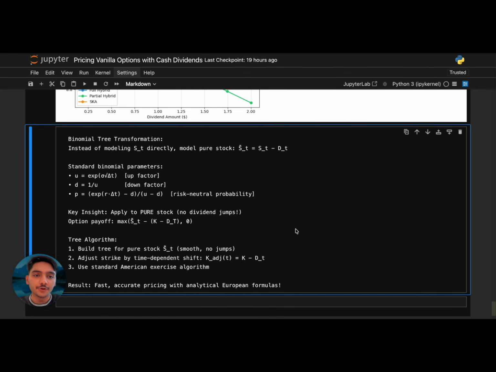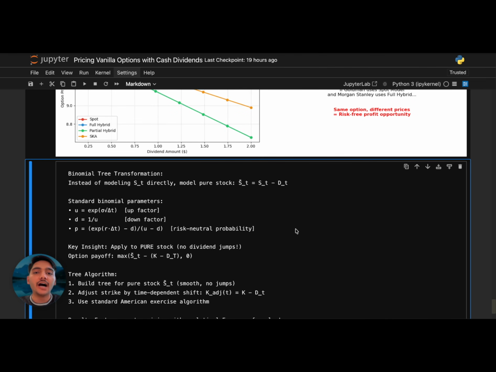Which model should you use? The answer is clear. The hybrid models are mathematically superior to the spot model. They are faster, they are more accurate, and they avoid arbitrage issues. Between the hybrid variants, the SK model emerges as the winner. It gives smooth volatility surfaces, minimum arbitrage opportunities, and pricing that is almost identical to the theoretical pure full hybrid model.